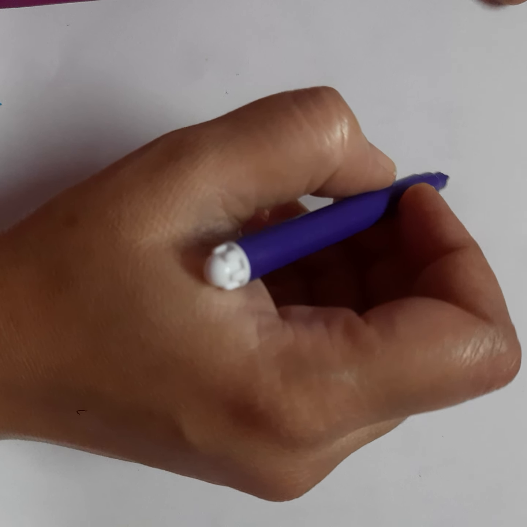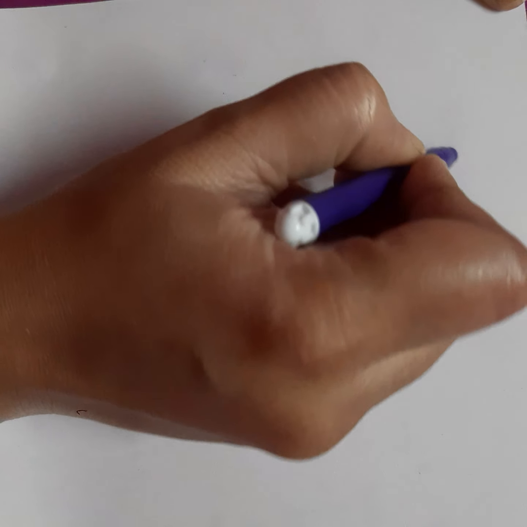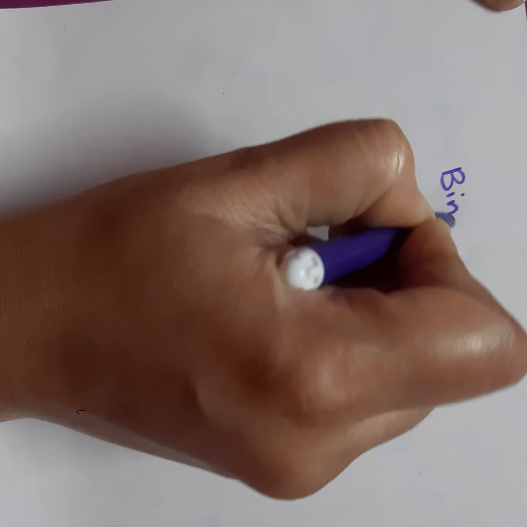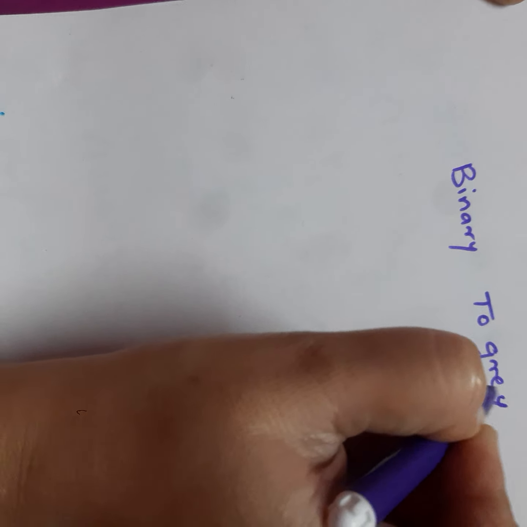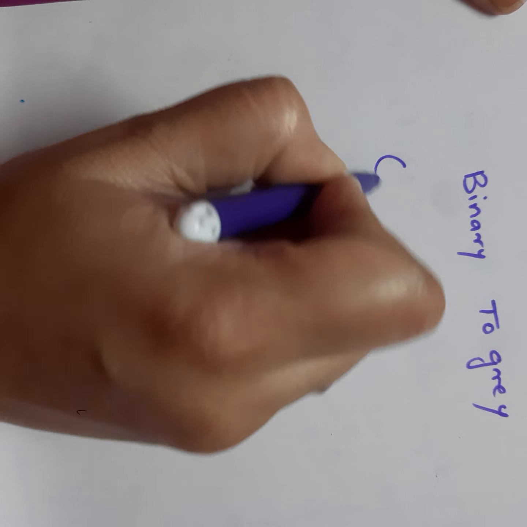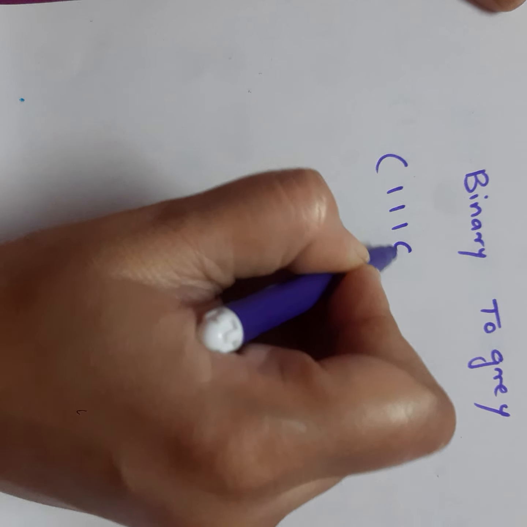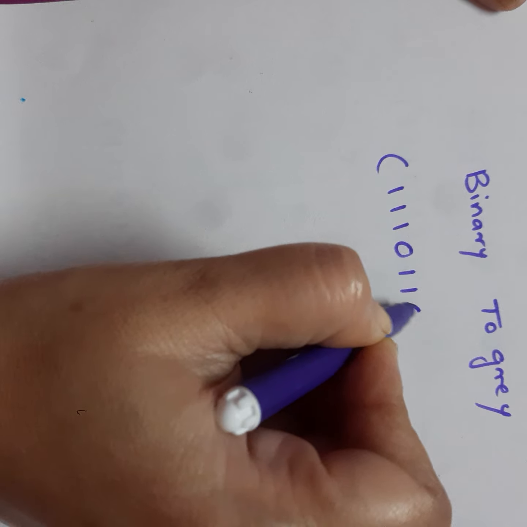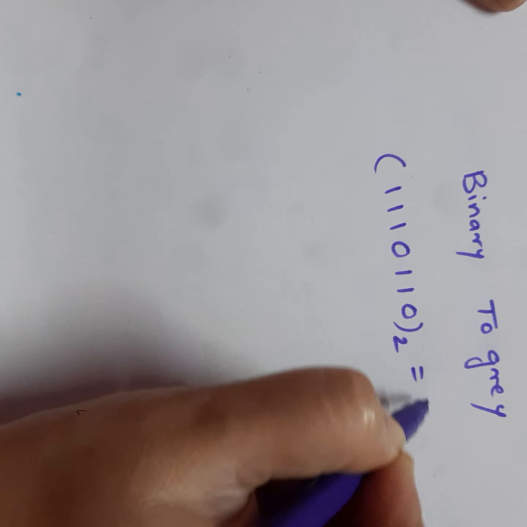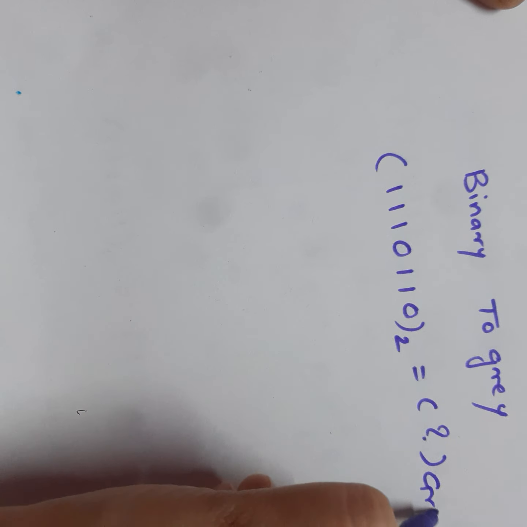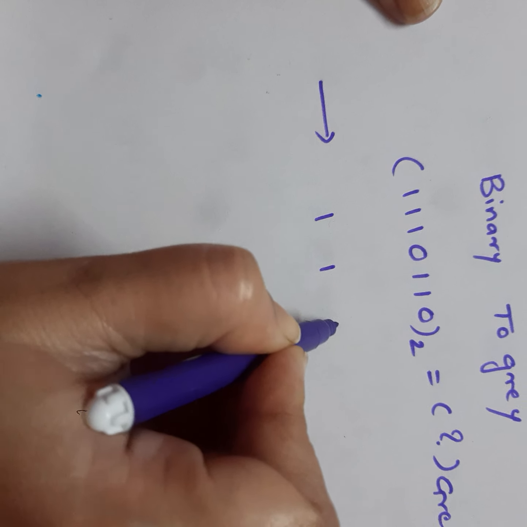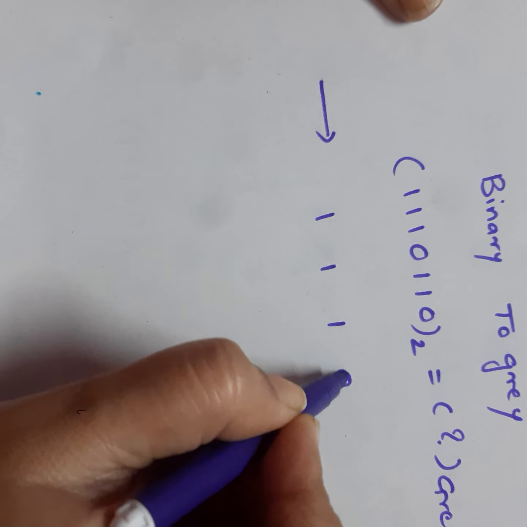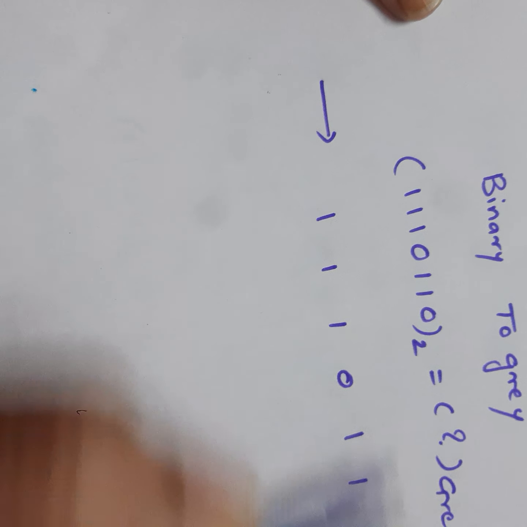Let us take one another example for conversion of binary to gray. Let us take one example, 1110110 to the base 2 is equal to question mark to the base gray. What is my first step? I'll write this number as it is, 1110110.